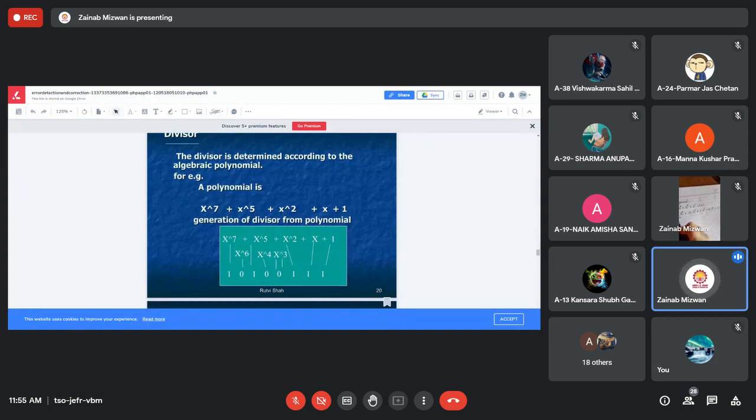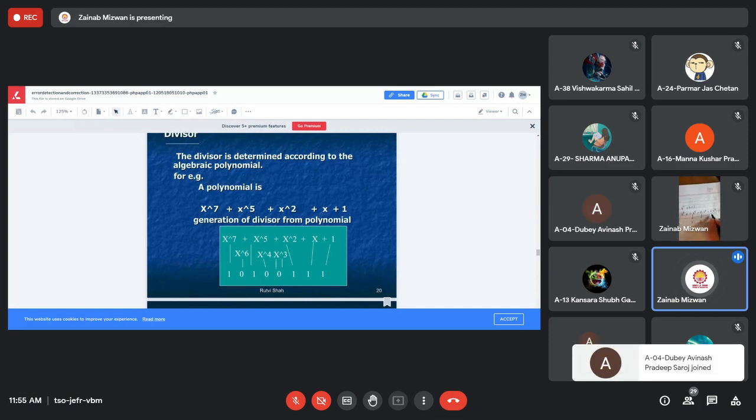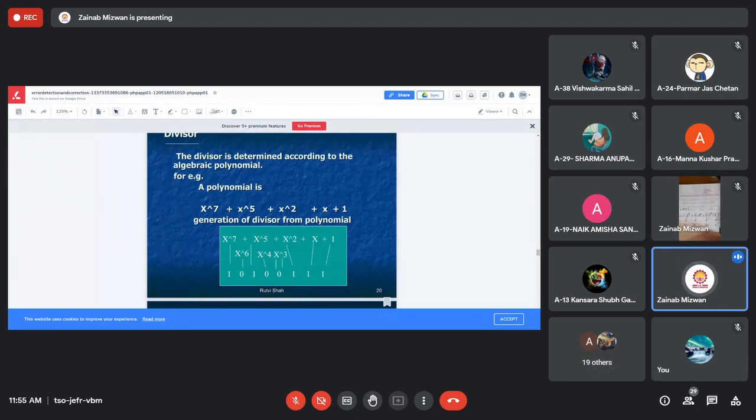So for x raised to 7 it is present, the value is 1. For x raised to 6 it is not present, so the value will be 0. For x raised to 5 it is present, so the value will be 1. X raised to 4 is not present, so 0. X cube is not present, so 0. X square is present in the original polynomial, so it will be 1. For x it will be 1, and again I get 1 here. So in terms of binary, the value will be 1 0 1 0 0 1 1 1. This is the value we are getting.